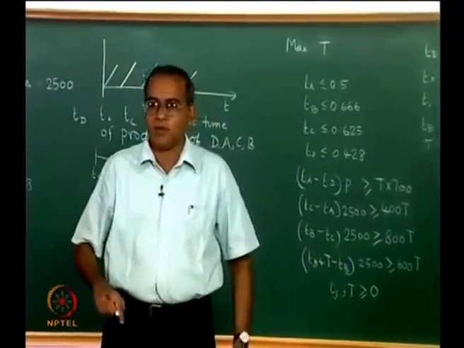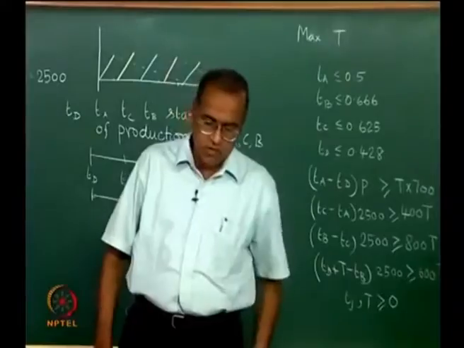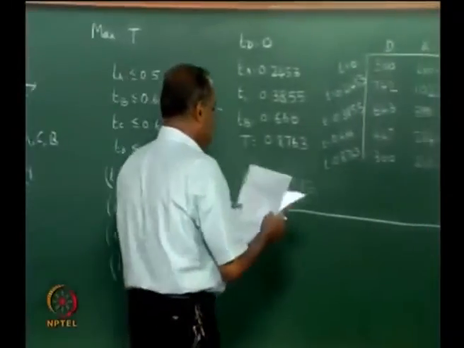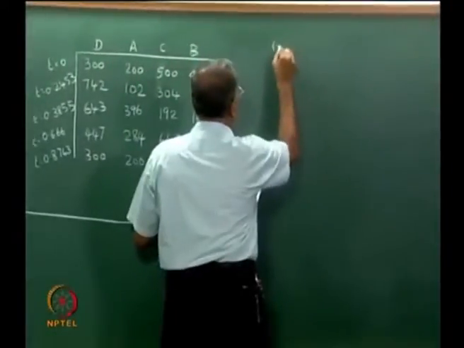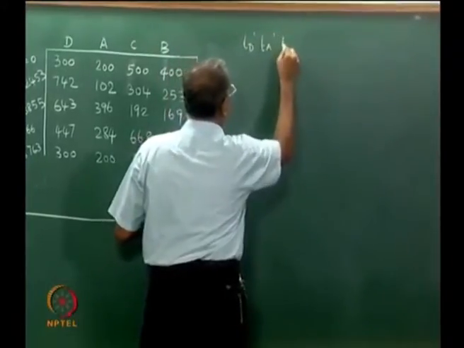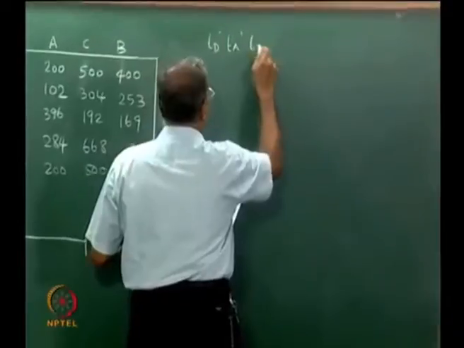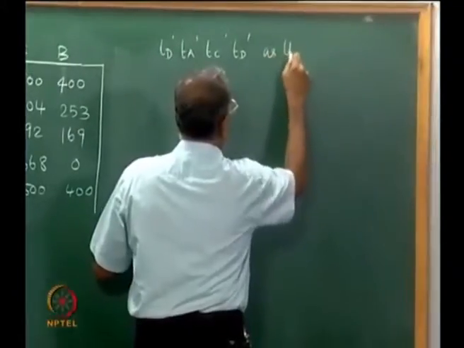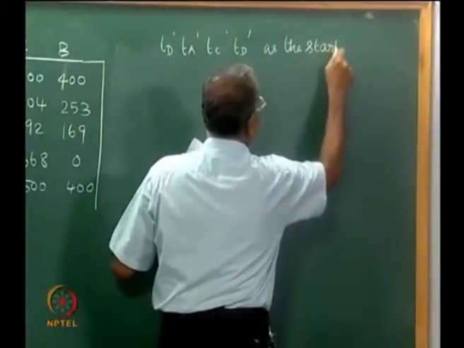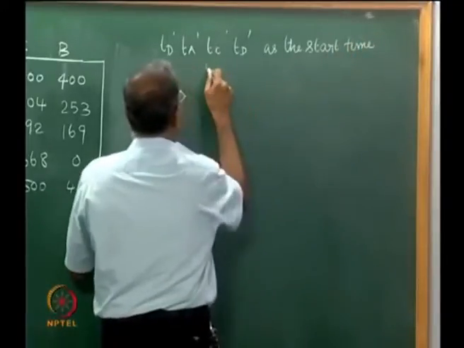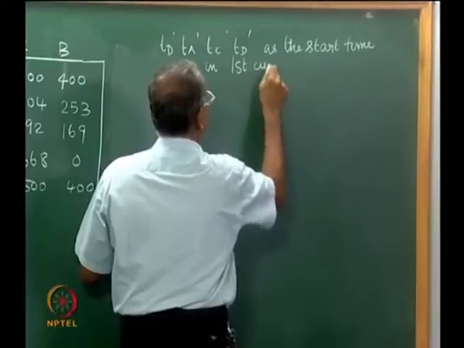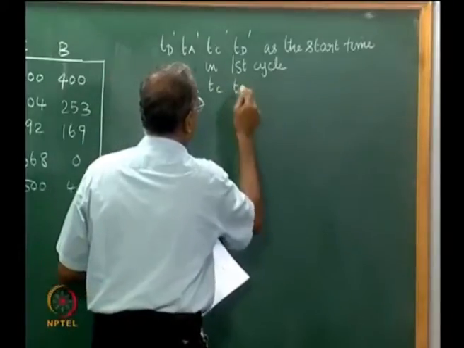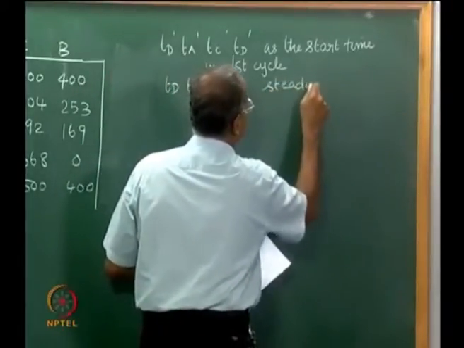Through the same linear programming problem at the end of the first cycle, which is the next formulation that we will see. In the next formulation we call TD dash, TA dash, TC dash, TB dash as the start times in the first cycle, and TD, TA, TC, TB in the steady state cycle.